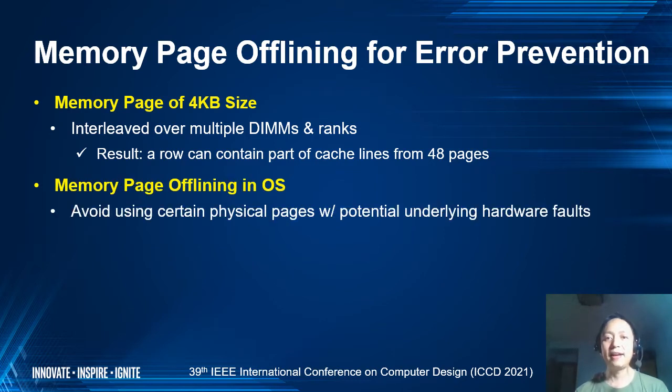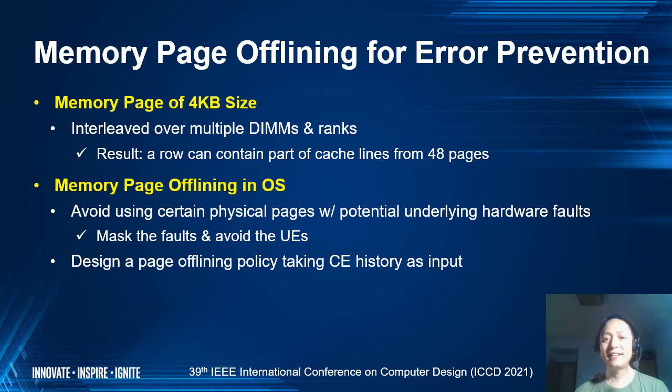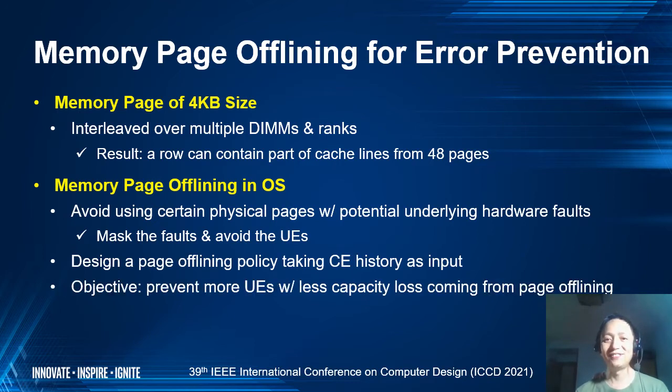In the page offlining mechanism, the OS avoids using certain physical pages with potential underlying hardware faults. The faults are then masked and the UEs are avoided. The key here is to design a policy taking CE history as the input. The objective is to prevent more UEs with less memory capacity loss coming from page offlining.